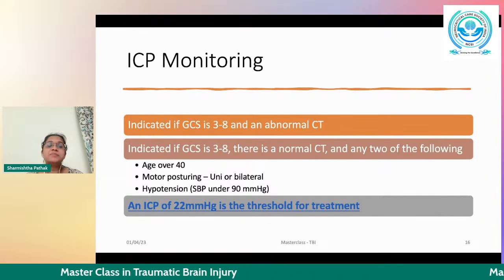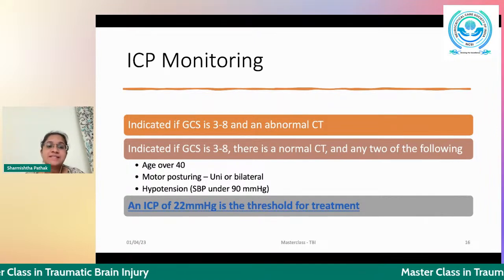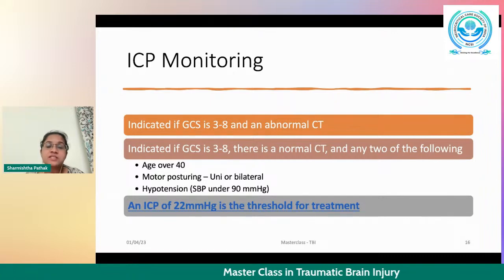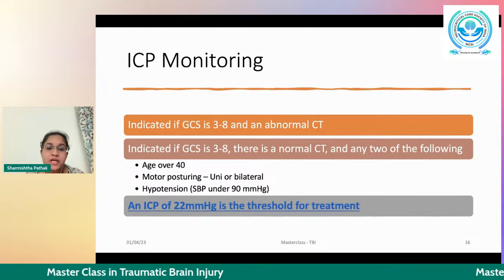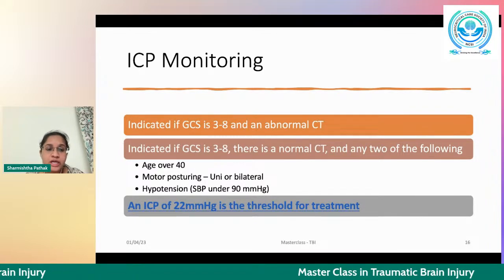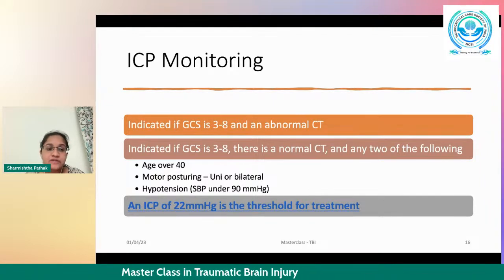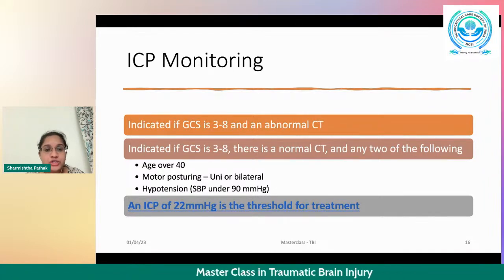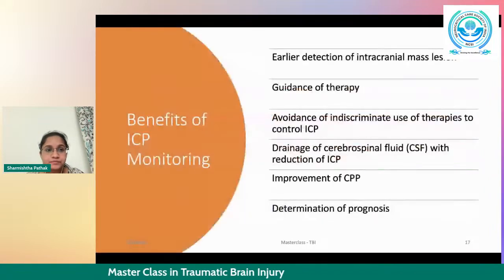Now, starting with the ICP monitoring, when is it indicated? It is indicated according to the Brain Trauma Foundation guidelines if the GCS is between 3 to 8 and an abnormal CT. With a GCS of 3 to 8 but a normal CT and any of two of the following, that is age over 40 or motor posturing, either unilateral or bilateral, hypotension with a systolic blood pressure under 90 millimeters of mercury, and an increased intracranial pressure of 22 millimeters mercury is the threshold for treatment.